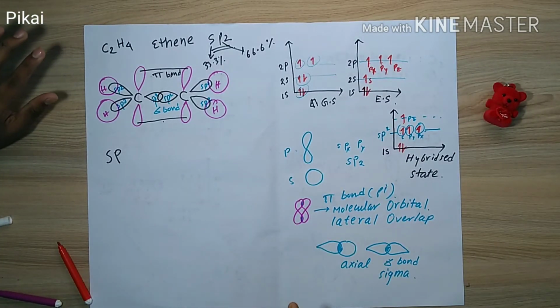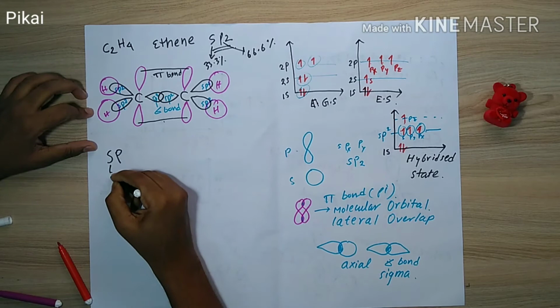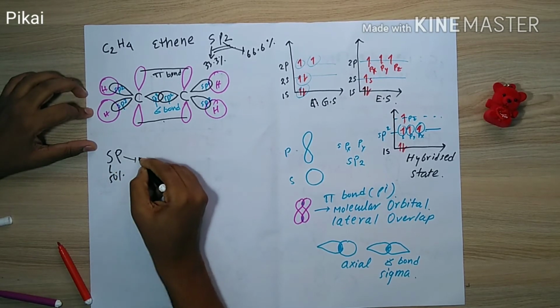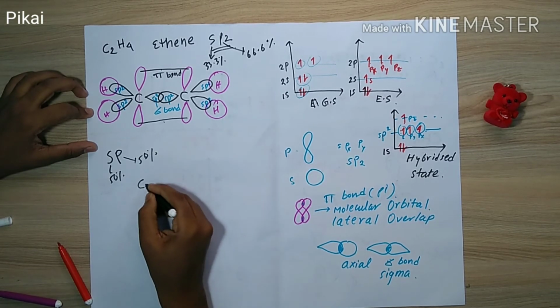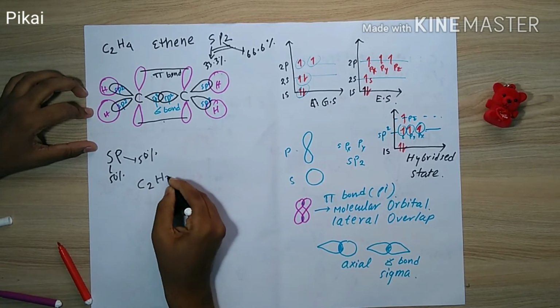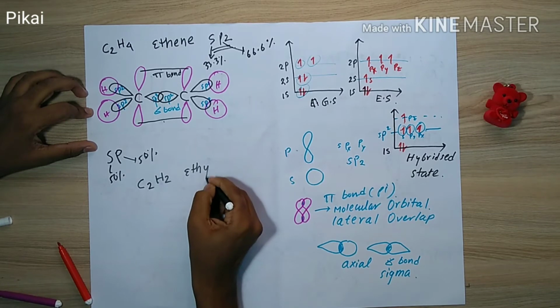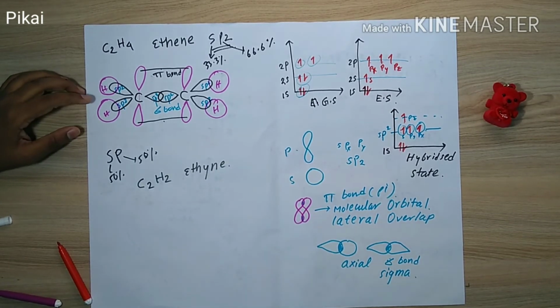So 2p orbitals, 2 into 33.3, that is 66.6% p character and 33.3% s character. And in sp we have 50-50, half character of both the orbitals. So now take a look at the formation of ethine.